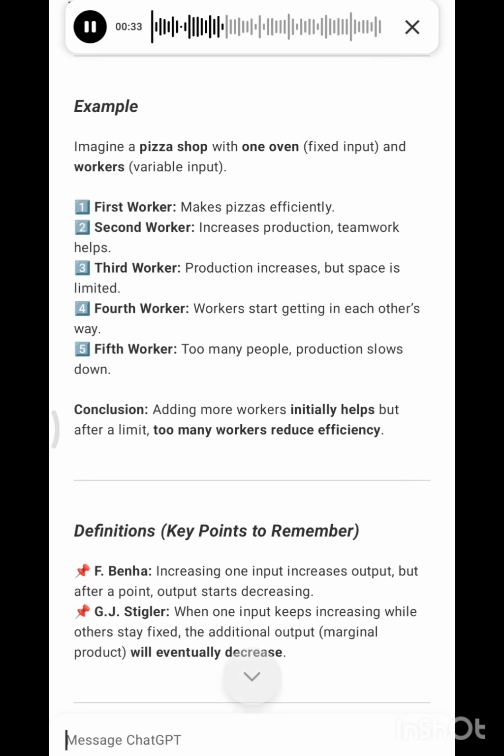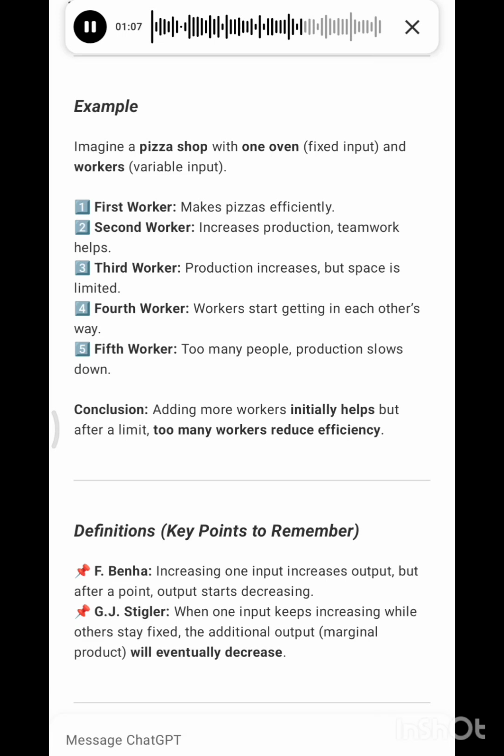Example: imagine a pizza shop with one oven, fixed input, and workers, variable input. 1. First worker makes pizzas efficiently. 2. Second worker increases production, teamwork helps. 3. Third worker, production increases but space is limited. 4. Fourth worker, workers start getting in each other's way. 5. Fifth worker, too many people, production slows down. Conclusion: adding more workers initially helps, but after a limit, too many workers reduce efficiency.